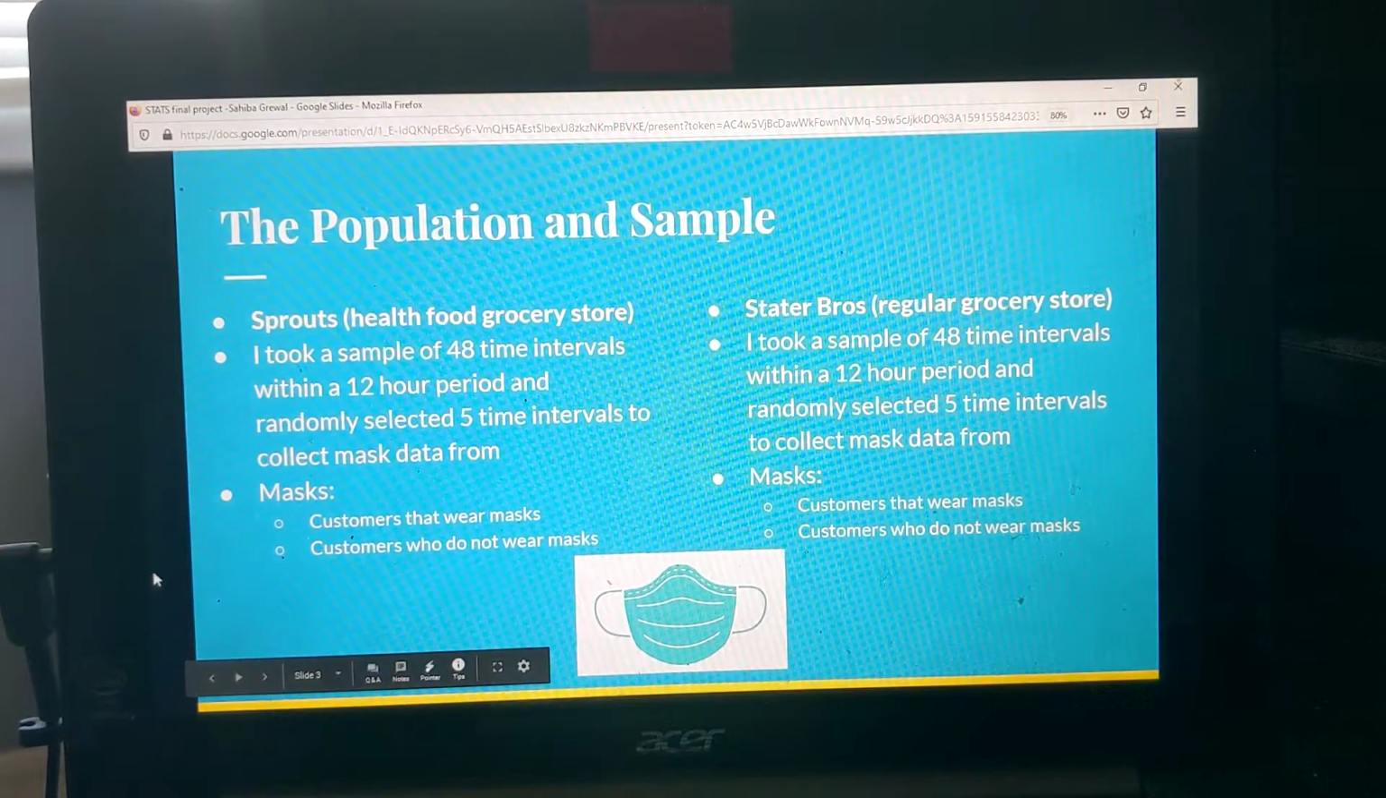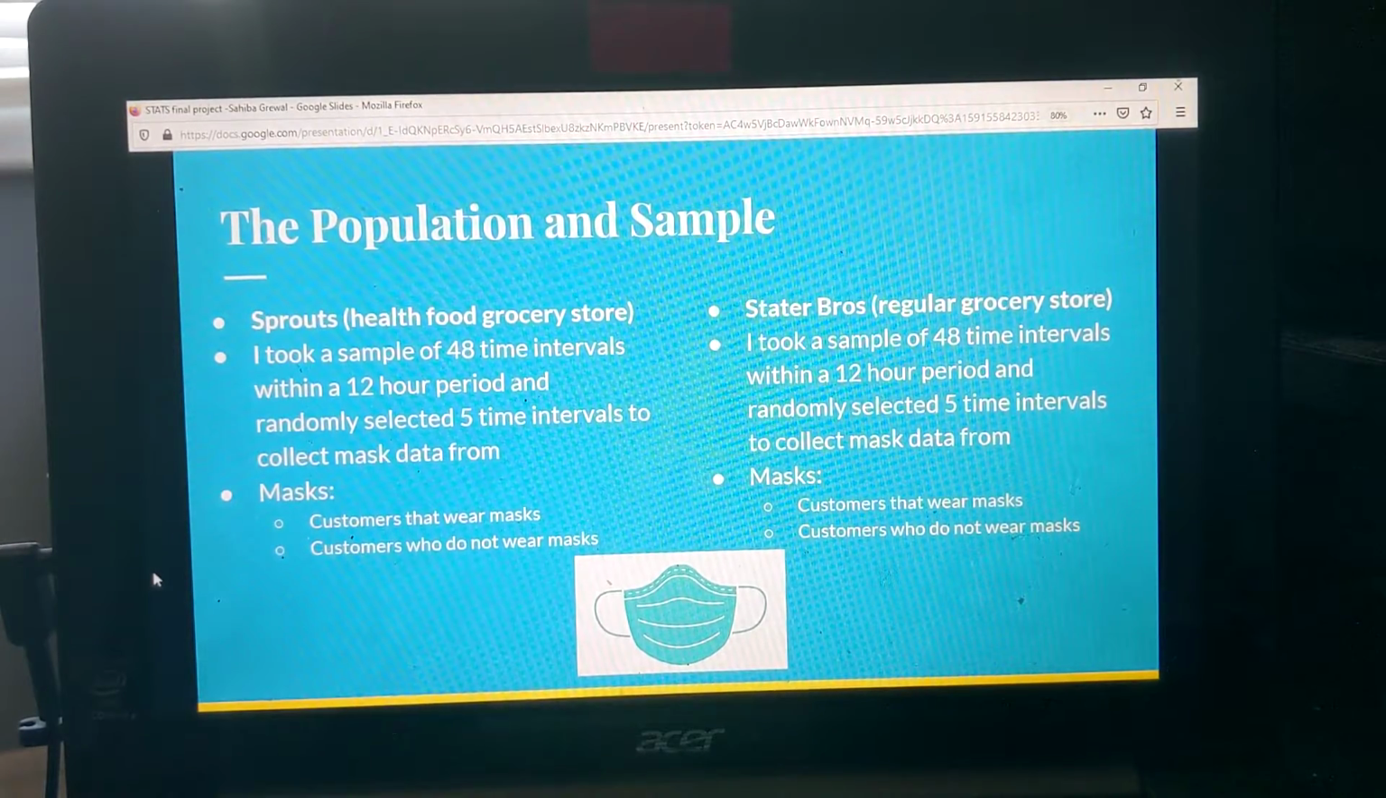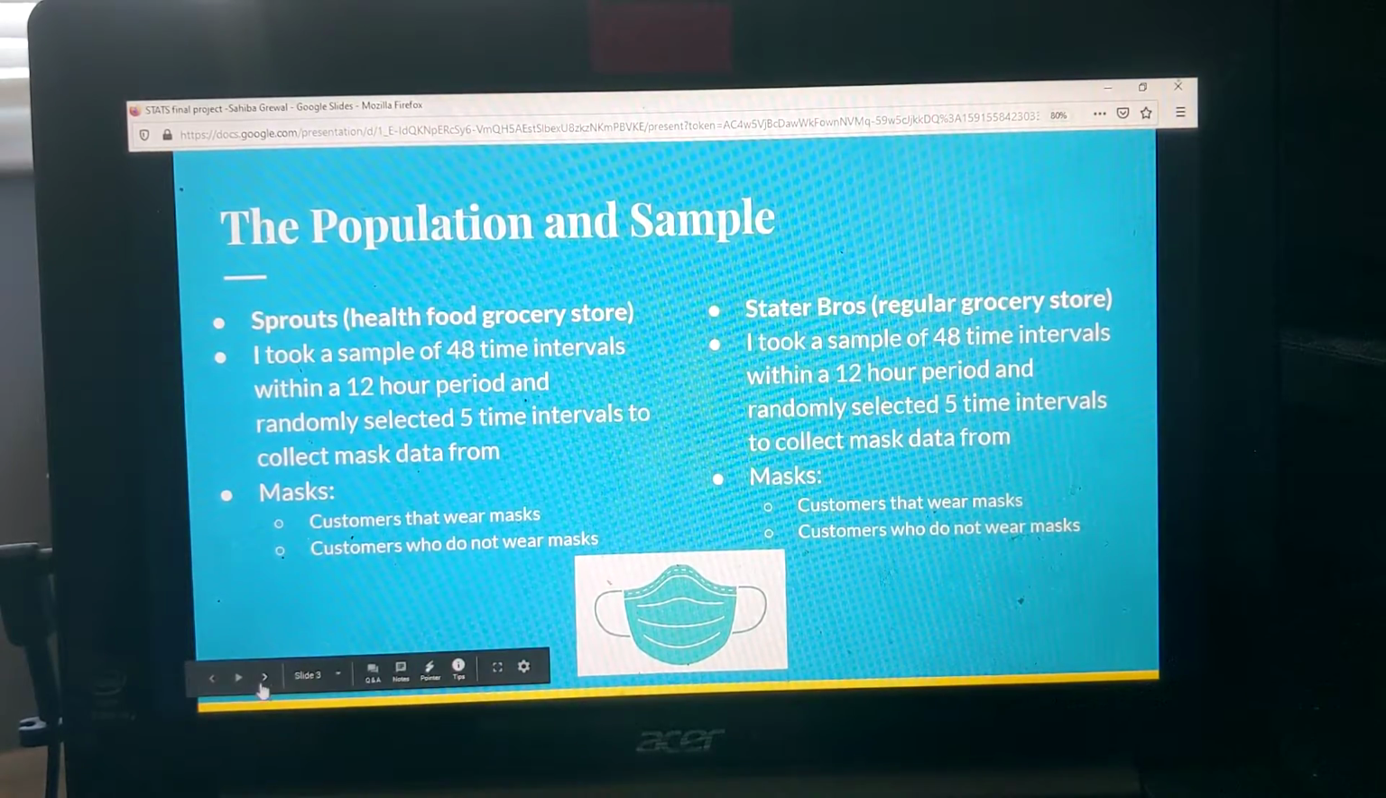So, for this observational study, my population is Sprouts and Stater Brothers, both the grocery stores. And then my sample would be the 48 time intervals that I had within a 12-hour time period. And I randomly selected 5 of those intervals to collect mask data from. And I did that for both grocery stores.